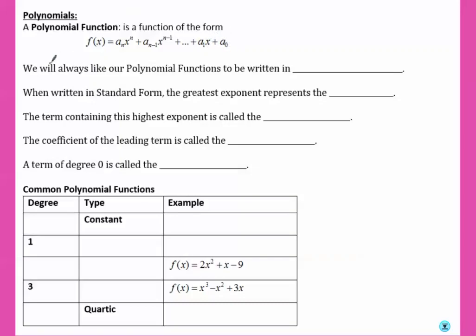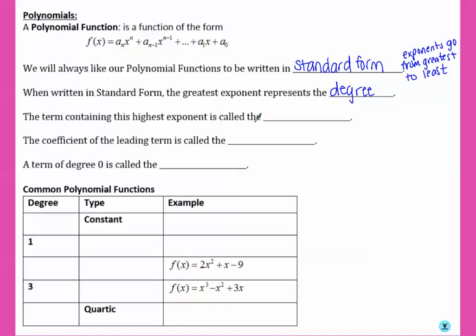So we will always like our polynomial functions to be written in standard form. And standard form for a polynomial is very similar to standard form of quadratics. The exponents go from greatest to least. When written in standard form, it'll be easiest to find the greatest exponent because it'll be first, but in general, the greatest exponent represents the degree of our polynomial.